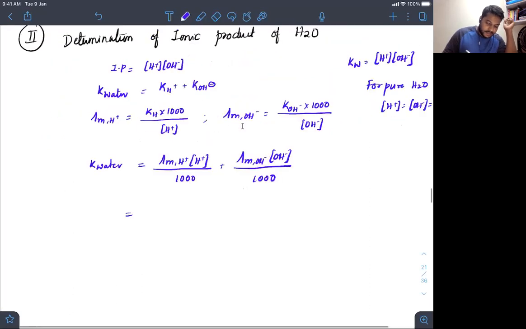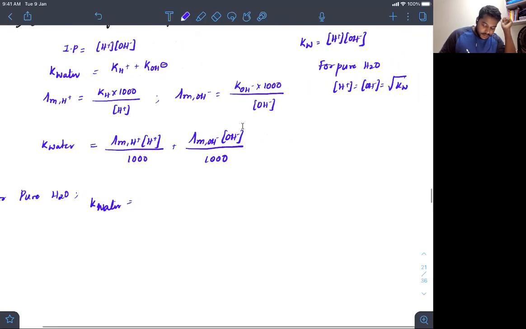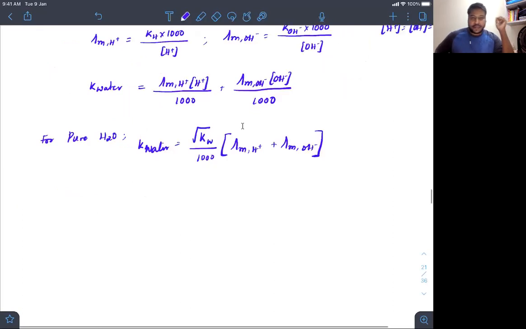So I can write that here now. So for pure water, for pure H2O, K of water can be written as K of KW under root divided by 1000. If I take common, that will be lambda m of H plus, lambda m of OH minus. This is what we can write.